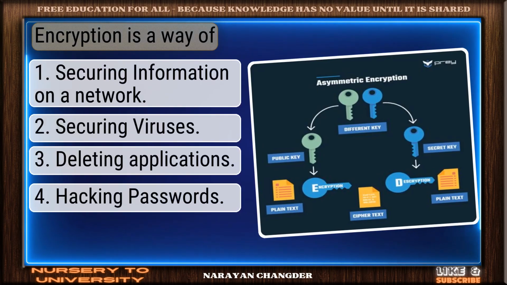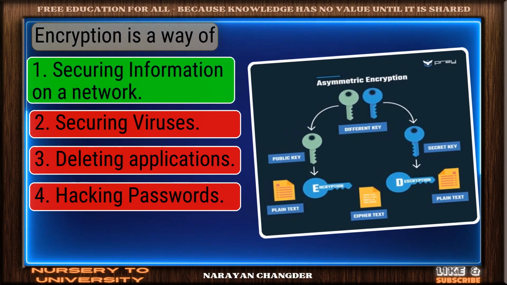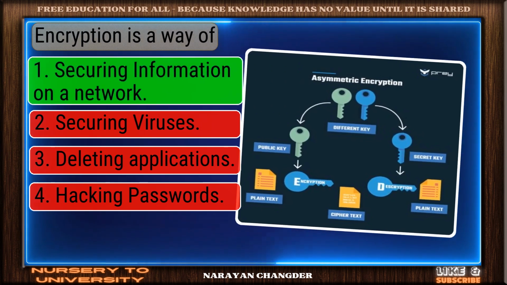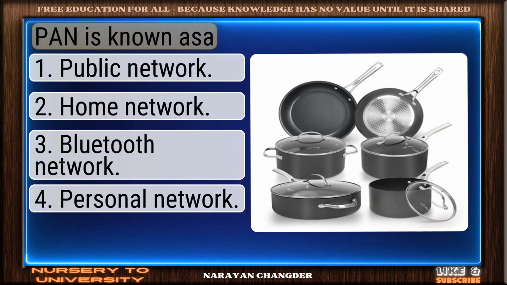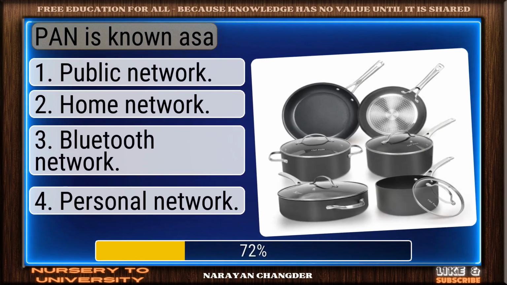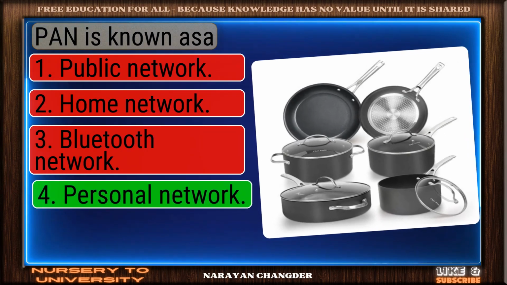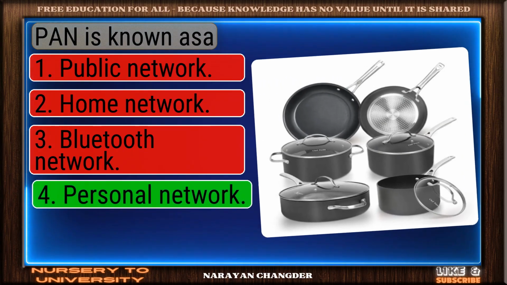Question number 76. Encryption is a way of? Sharp thinking. Securing information on a network is the right choice. Question number 77. PAN is known as a? Exactly. Personal area network makes sense, and it is the right choice.